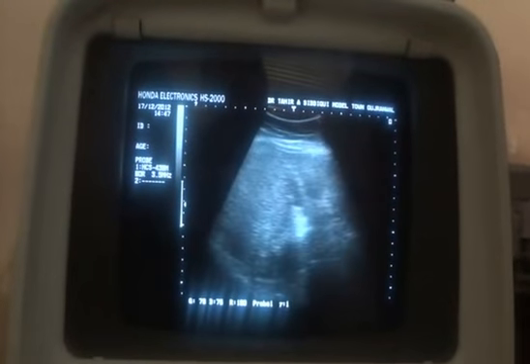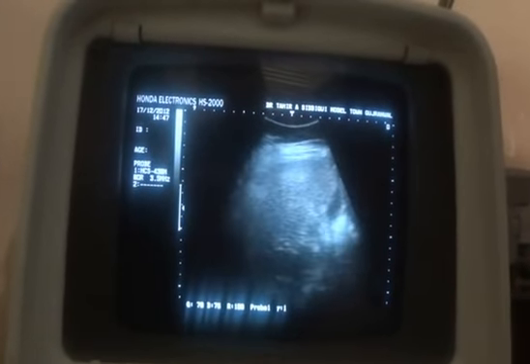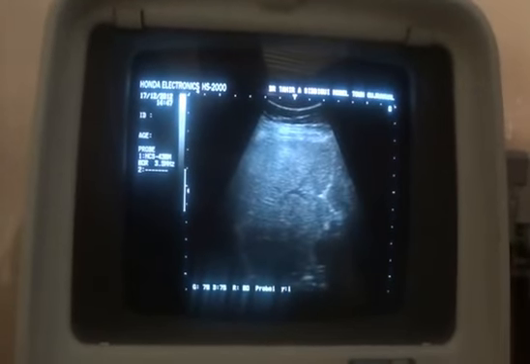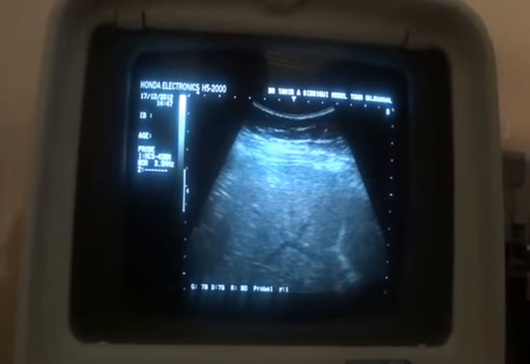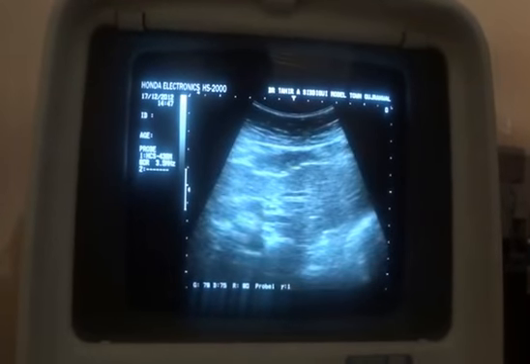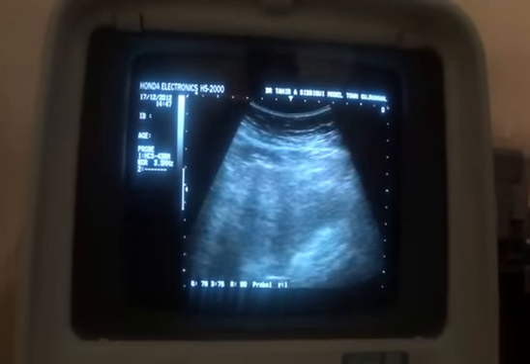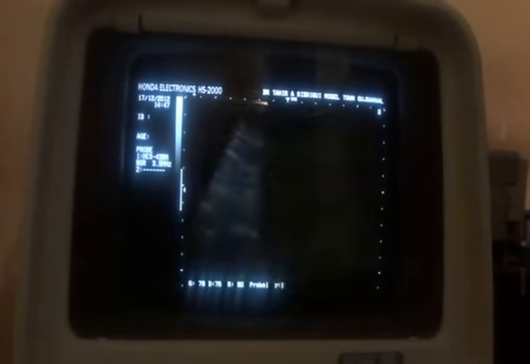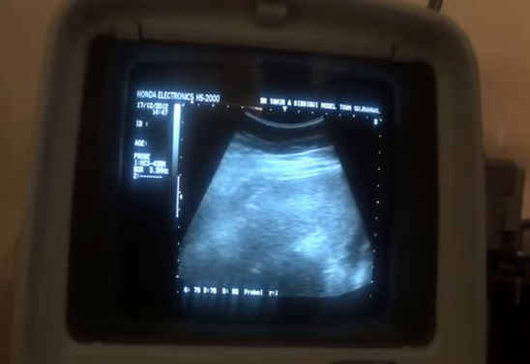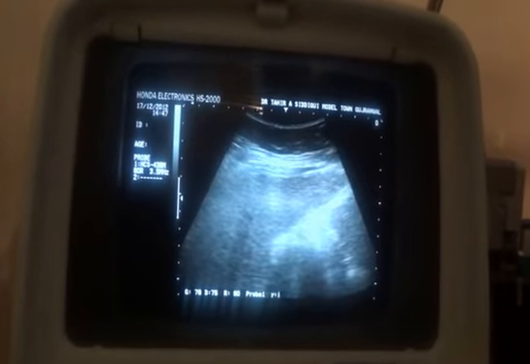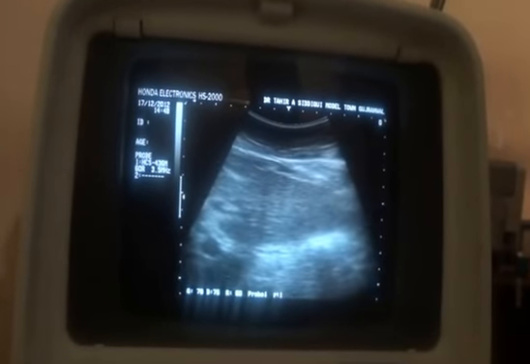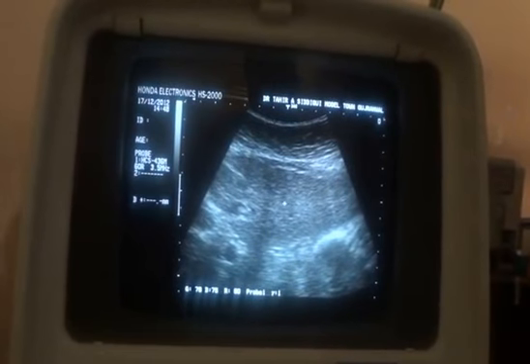Here I am showing you the whole liver, and you can make out the coarseness, the irregularity of the outer surface. This is to show you the outer margin of the liver. It is irregular.